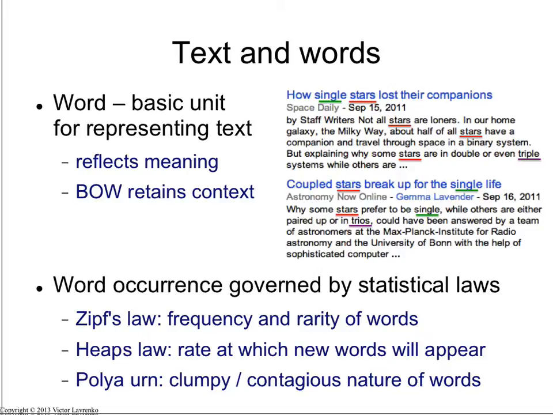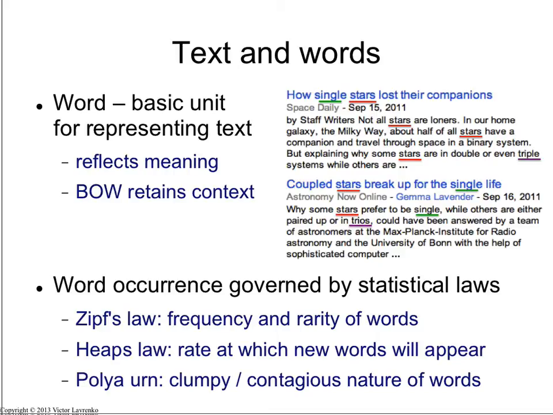And we will have 3 statistical laws that we'll talk about today. We'll talk about Zipf's law. Zipf's law tells us how many frequent and infrequent words we will have in our data set. We'll talk about Heap's law, and Heap's law is the law that governs how quickly new words appear in text.